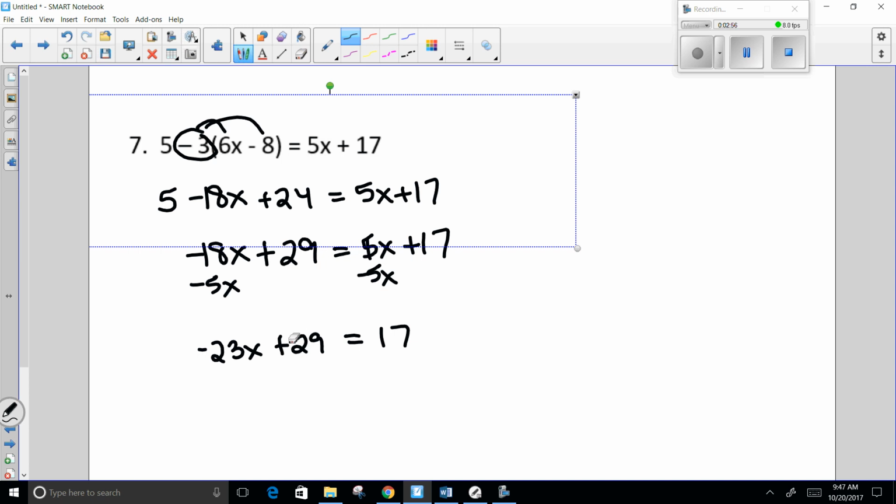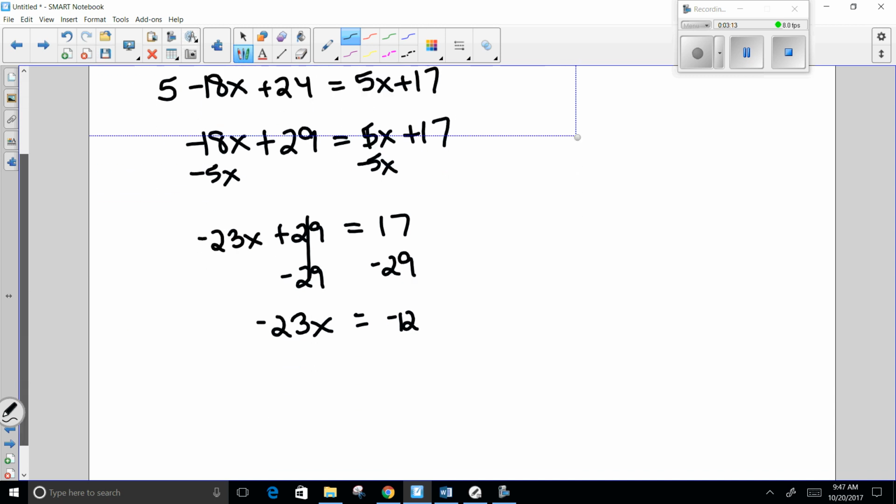Now this is a two-step equation. I need to take this 29 and move it to the other side. Subtract 29 from the other side. So I get negative 23x because the 29 and the negative 29 go away. 17 minus 29 is negative 12.